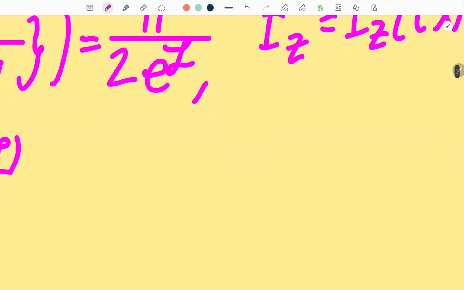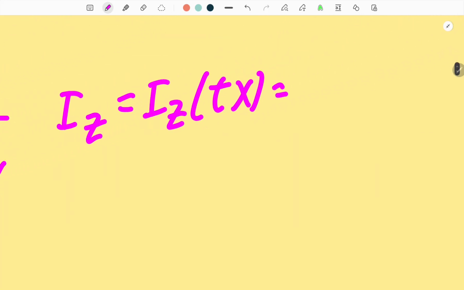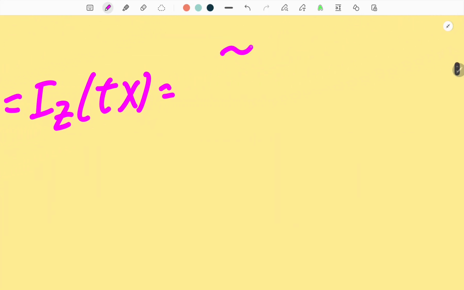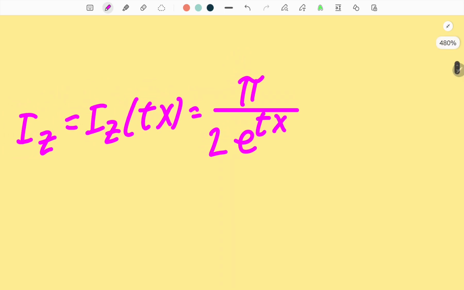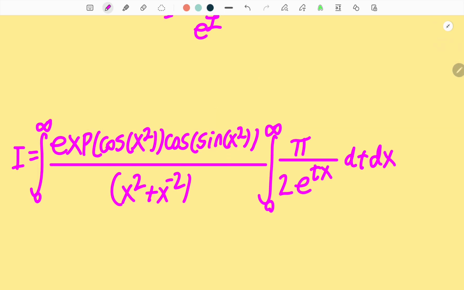Which is then equal to pi divided by 2 times e to the t x. There we go. Now let's go ahead and apply this to our integral I. Here we go. Now all I've done is apply our answer to our I integral, the triple integral, which is now a double integral, which is slightly better.